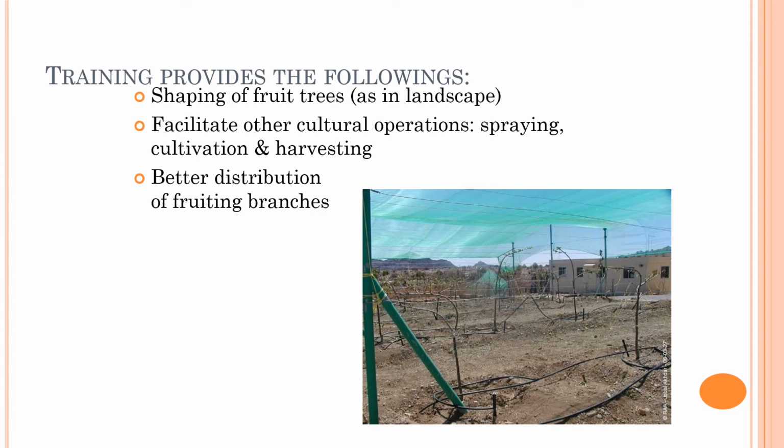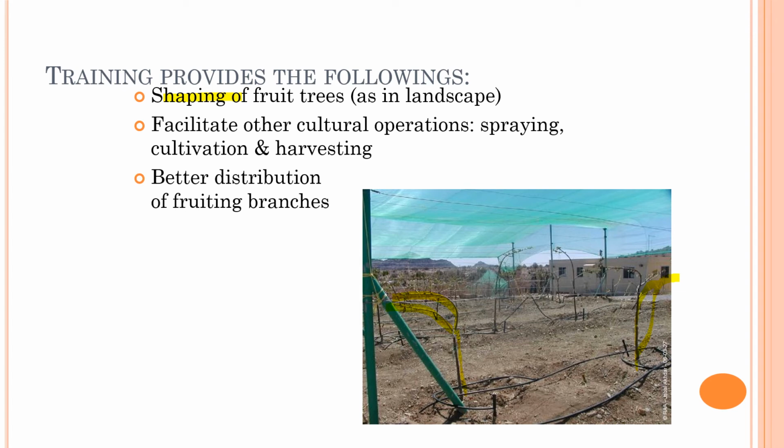Training also provides shape to the tree. Okay, so again, here is the tree. Instead of normal growth, they bend it. You can see here the bending. So this tree is going in that direction. The next tree is going to the other direction. So this tree is going to go in this direction. So each tree is going in different directions.